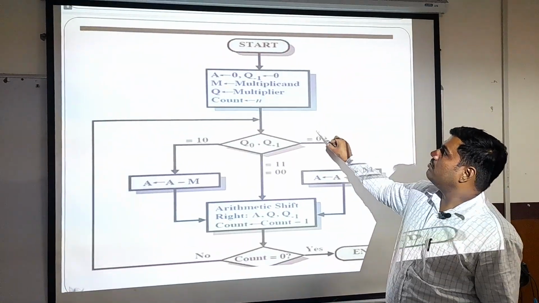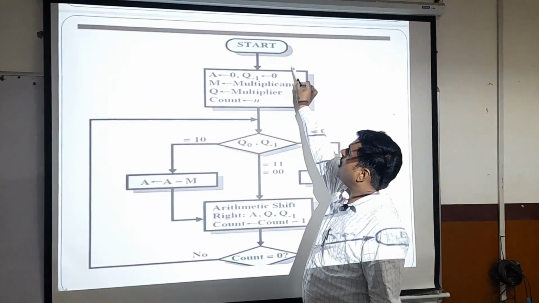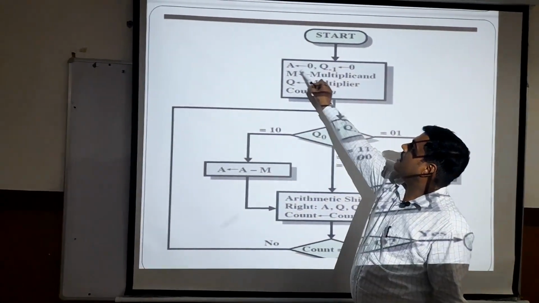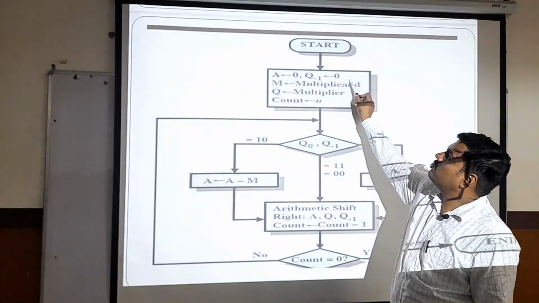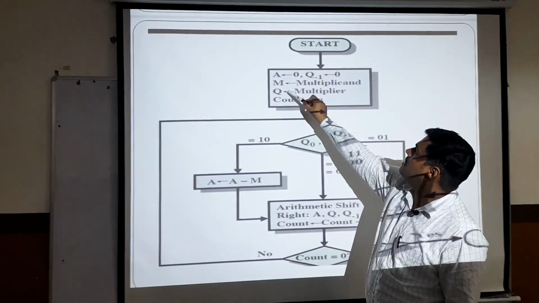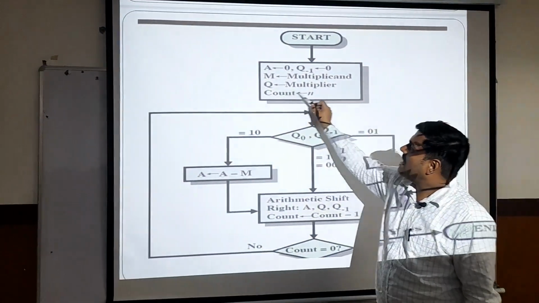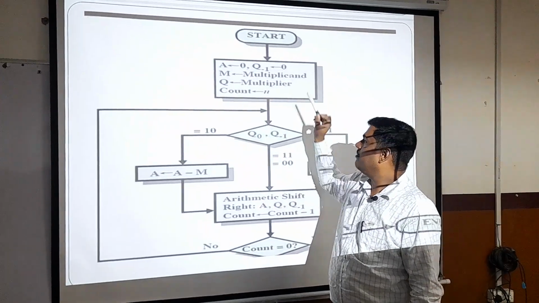I will also write this down. Start: A is the AC, Q minus 1 is equal to 0. It's the initialization. M is the multiplicand and Q is the multiplier. Count is equal to N, which is also the sequence counter SC.